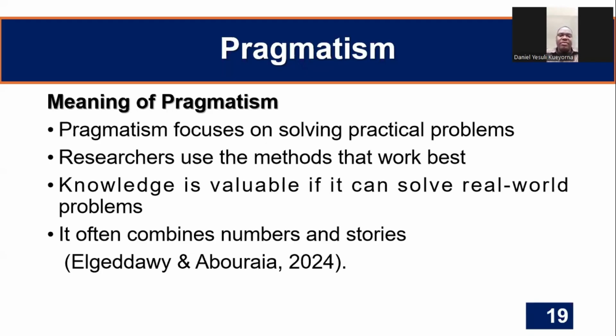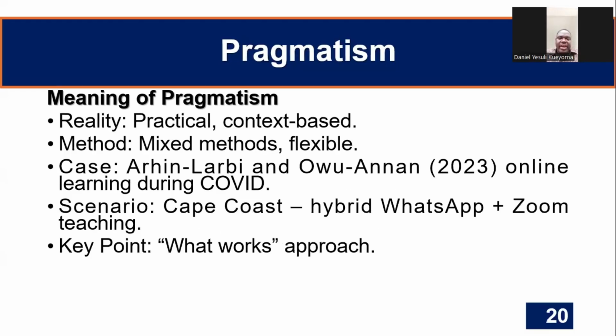So knowledge is valuable if it can solve real world problems. So to them, a theory that is not fulfilling need not be called a theory. So they ignore them. So it often combines numbers and stories. Because they don't deal with only numbers, they look at the story behind those numbers. That's the feelings and emotions. So to continue again, in reality, they deal with practical and context-based issues, as I've already mentioned. The method they use is both quantitative and qualitative, as we see in the mixed method.